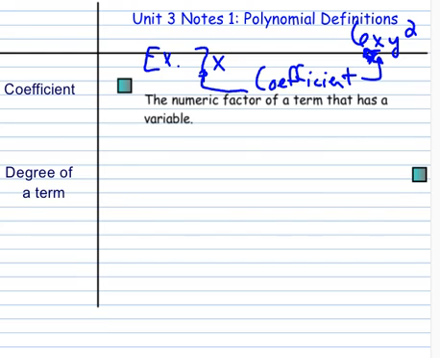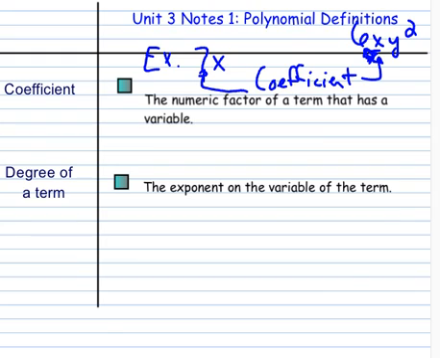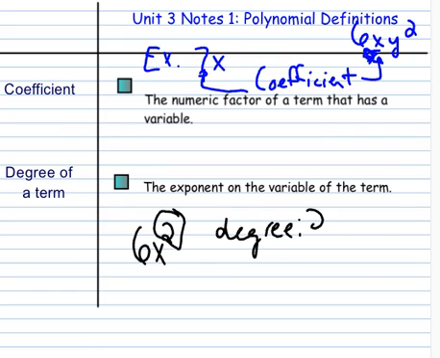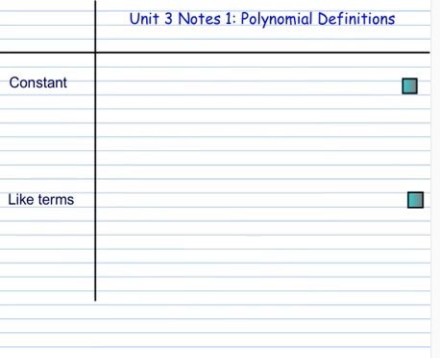Degree of a term. So this is the exponent on the variable of the term. Here's what we're looking at. So if we have 6x squared, okay, this is what we're looking at, 2. We would say the degree is 2. Say we had 3x to the 4th, okay, the degree there is 4. We'll get a lot of practice with these, so don't worry about it. Just make sure you get it written down, and we'll try and move forward.